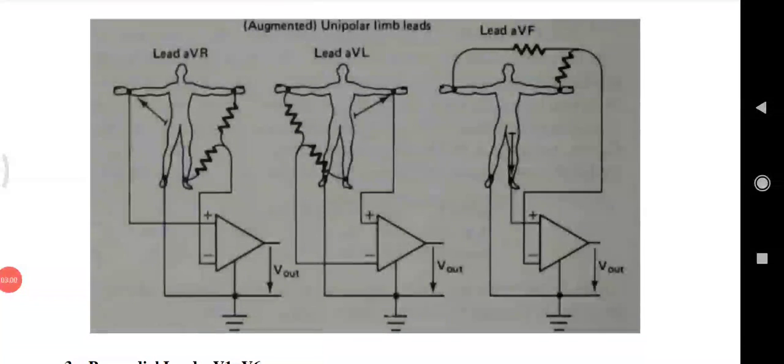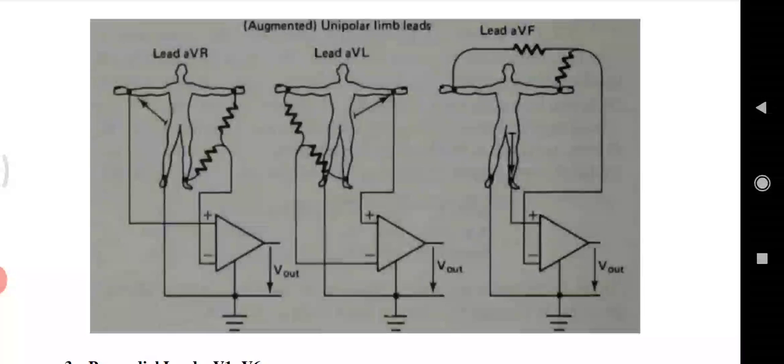Second is the augmented limb leads. That is unipolar, that is aVR, aVL and aVF. In these limb leads, which are unipolar leads, two of the limb leads are tied together and recorded with respect to the third limb. That is the augmented limb leads. In the lead identified as aVR, the right arm is recorded with respect to a reference established by joining the left arm and the left leg electrodes.